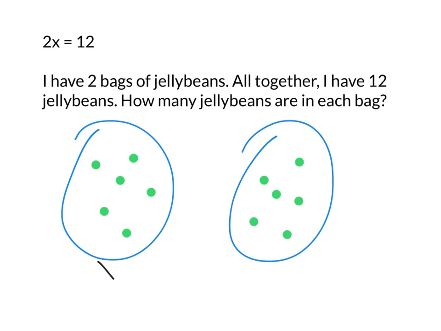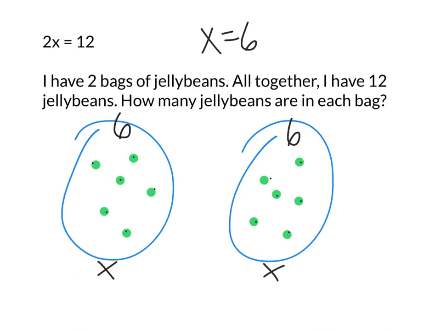We're going to say this bag has X number of jelly beans, and this bag has X number of jelly beans. We know that altogether there are 12, so I'm going to count 1, 2, 3, 4, 5, 6. There are 6 jelly beans in this bag, and there are also 6 jelly beans in this bag. So one bag, or 1x, is equal to 6 jelly beans. That's what a word problem might look like for this type of problem.